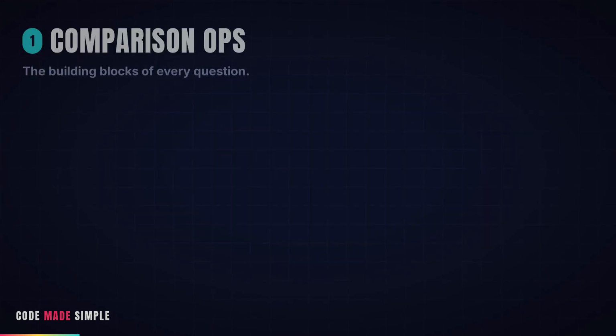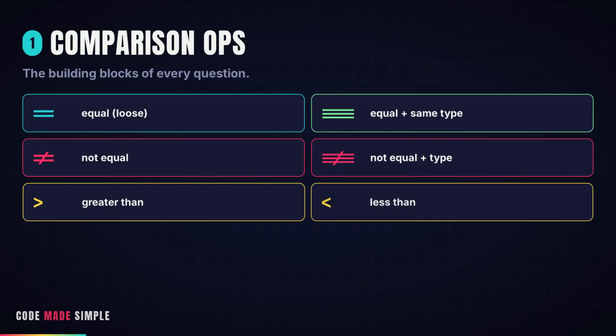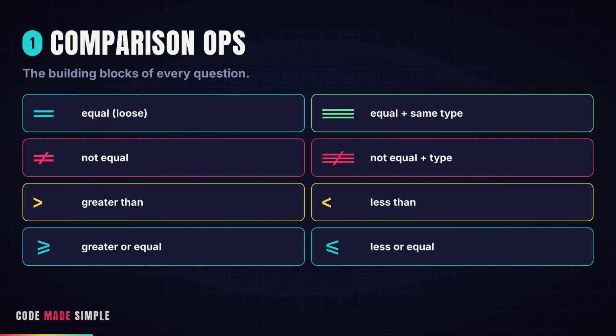Meet the comparison crew. Double equals checks value. Triple equals checks value and type. Not equals, greater than, less than, greater or equal, less or equal. These build every true or false question you'll ever write.